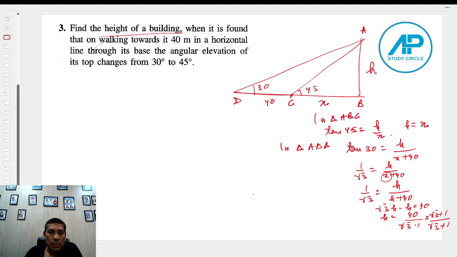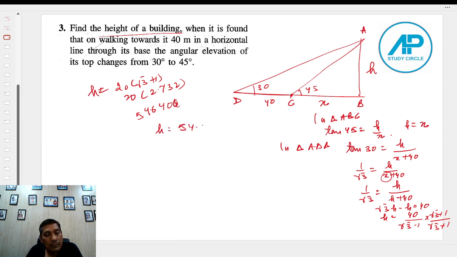Rationalize कर लीजिए, this will be 2. The answer should be 20. So height of tree, as far as possible, try to multiply on your own.